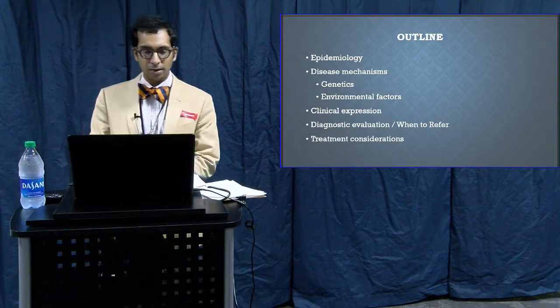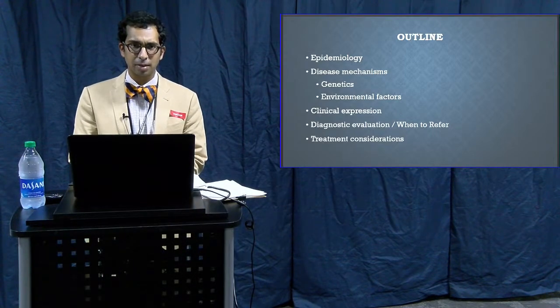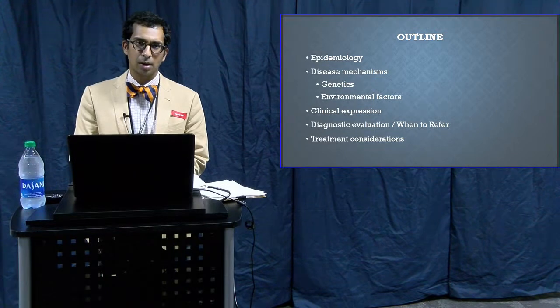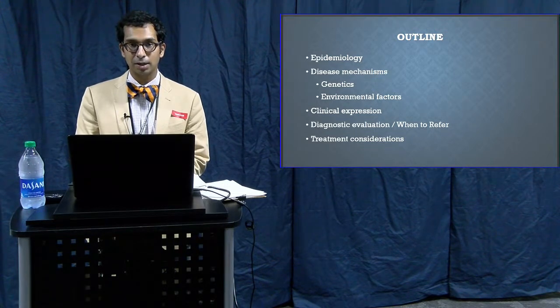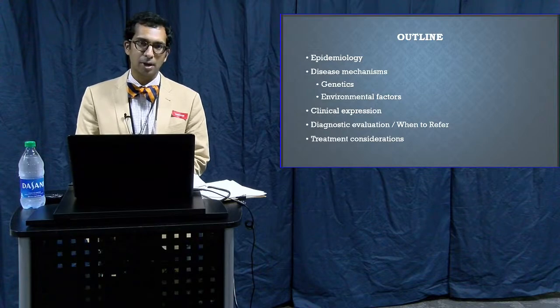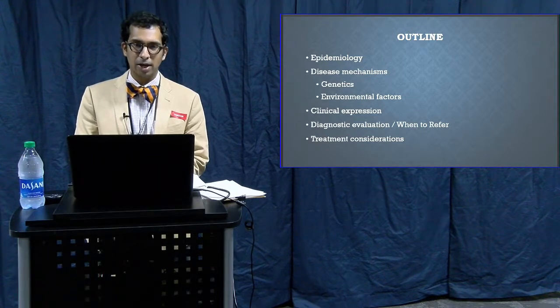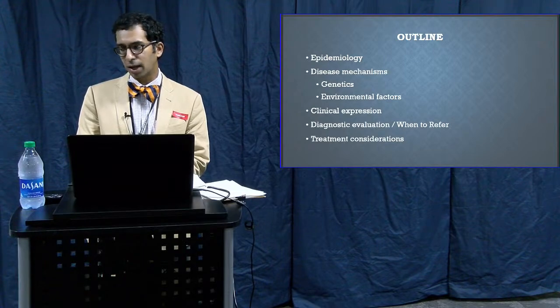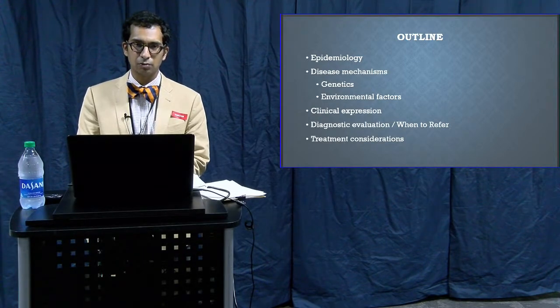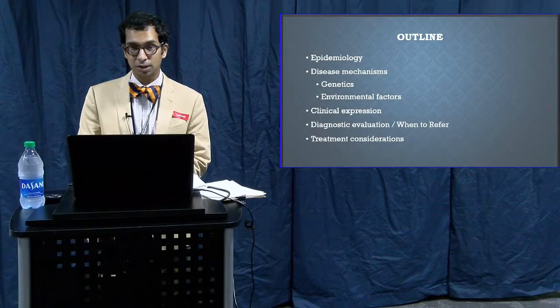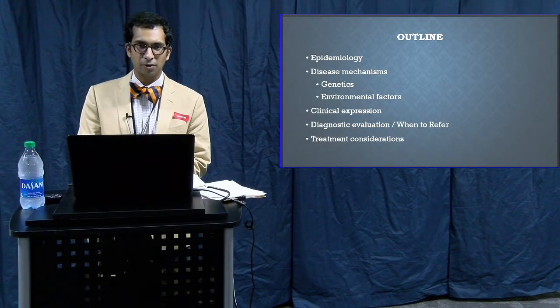So in terms of the outline here today, I'm going to talk with you briefly a little bit about the epidemiology of this disease. I want to talk also about disease mechanisms, both genetic and environmental factors that contribute to the disease. The clinical expression of the disease and the clinical manifestations we'll discuss as well. I think it's important to also talk about the appropriate diagnostic evaluation for someone with suspected rheumatoid arthritis and when it's appropriate to refer to rheumatology. And then finally, we'll talk about treatment considerations for patients with rheumatoid arthritis, both pharmacologic and non-pharmacologic interventions.